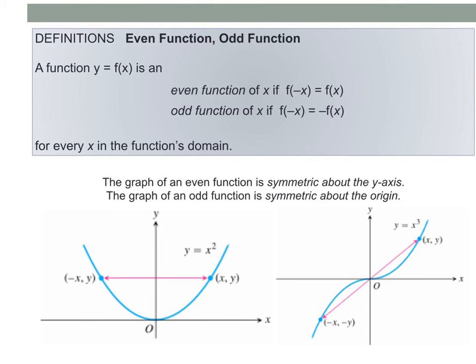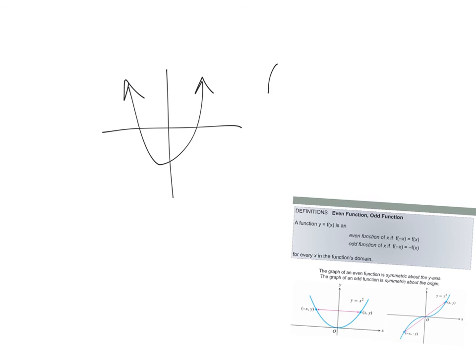Even functions are functions where f of negative x is equal to f of x. Now let's talk about what that means, because that means nothing to most people. On a grid, let's say I have a function, I'm just going to draw it here, a beautiful function. And I tell you f of 2. What does f of 2 mean?